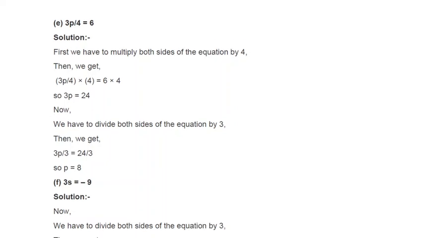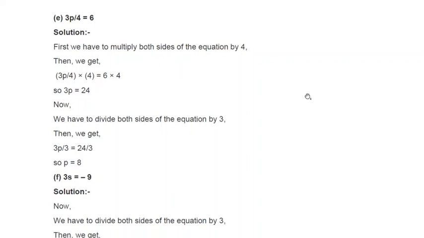3p by 4 equal to 6. Okay, we'll try E also. Now 3p by 4 equal to 6. First, let's write it. 3p by 4 equal to 6.